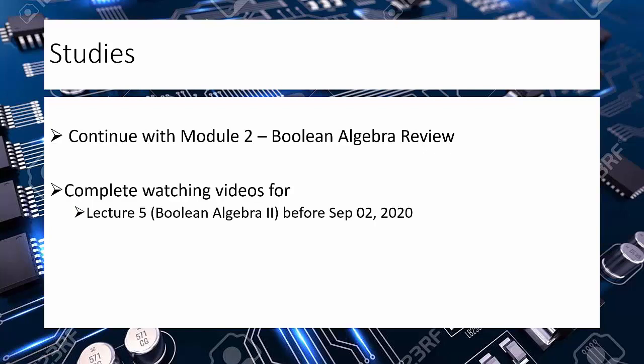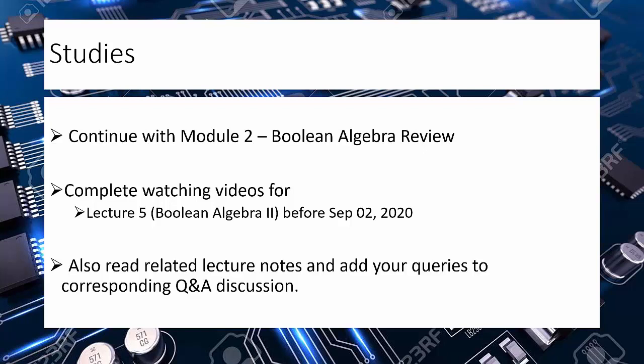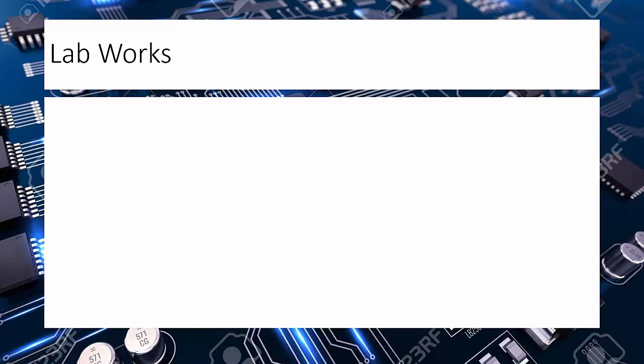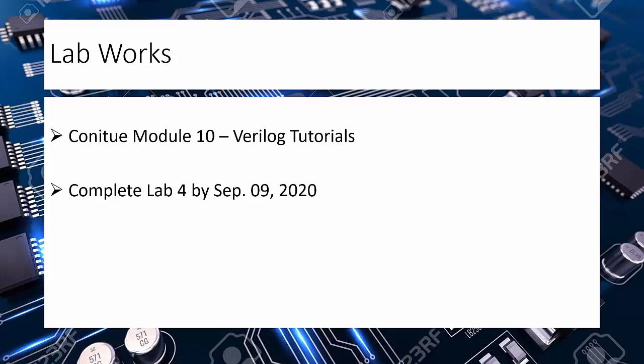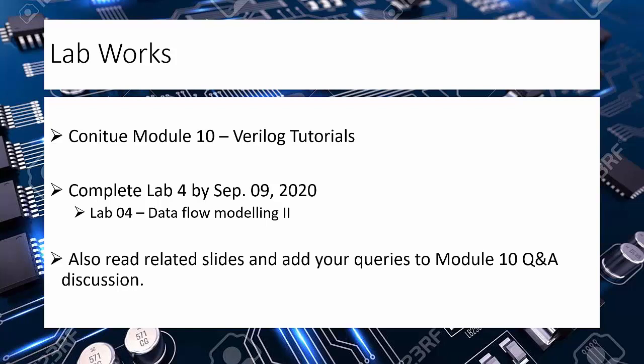Complete watching the videos for Lecture 5, which is Boolean Algebra 2, before September 9, 2020. Also read the related lecture notes and add your queries to the corresponding Q&A discussion. As far as lab work goes, continue with the Module 10 Verilog tutorial. Complete Lab 4, which is data flow modeling 2, by September 9. Watch the corresponding videos and do the experiment. Also read the related slides and add your queries to the Module 10 Q&A discussion.